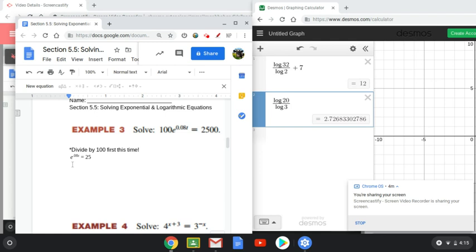Well, how do I solve that? Well, I know I'm going to have to take the log of both sides because my variable here, my t, is stuck in the exponent. And that's the only way I can pull it down.